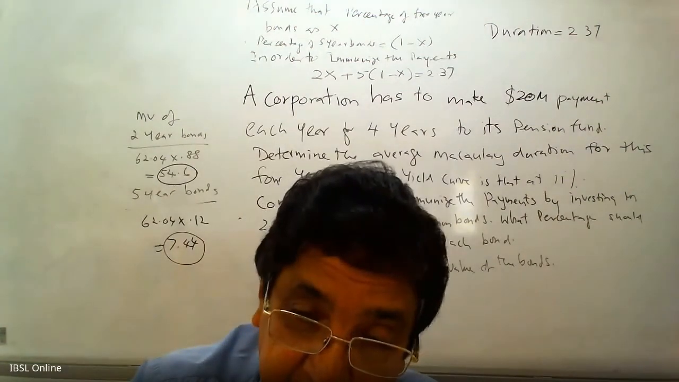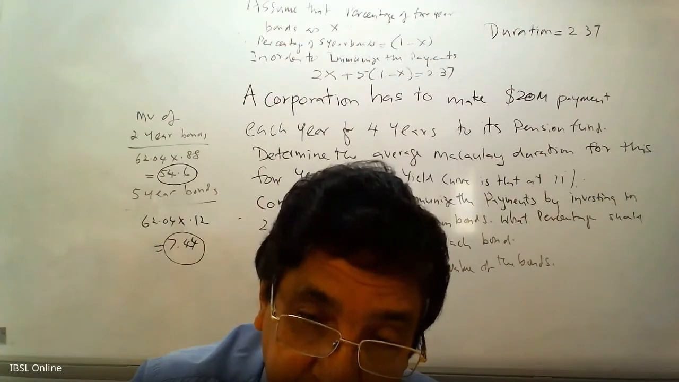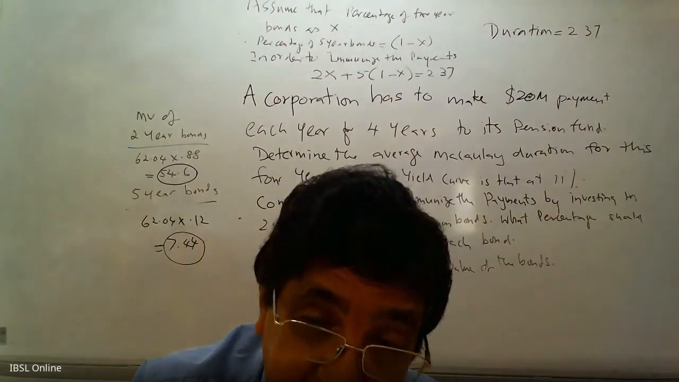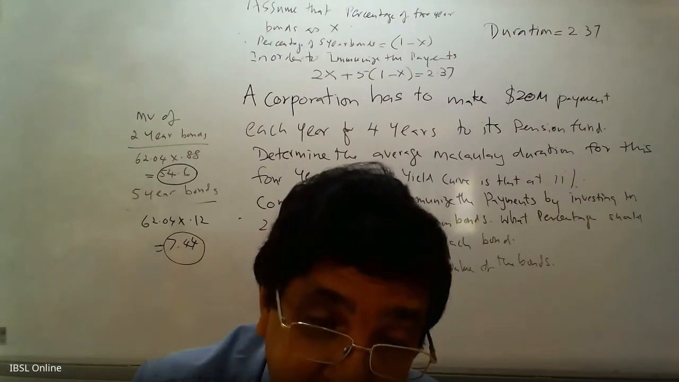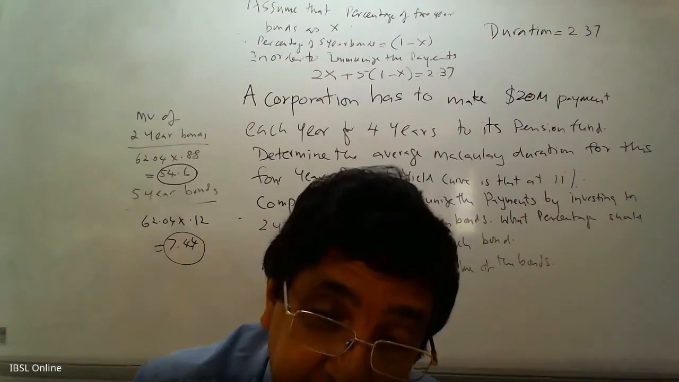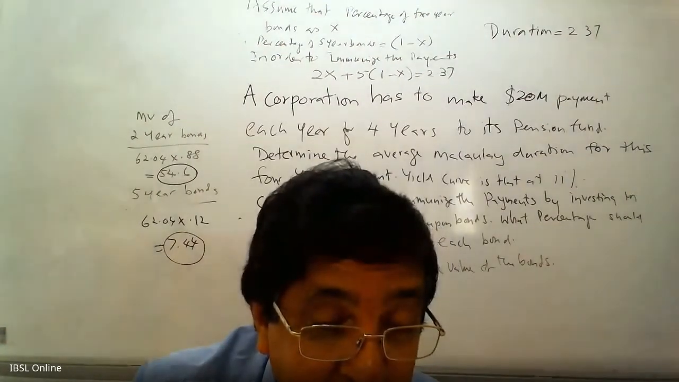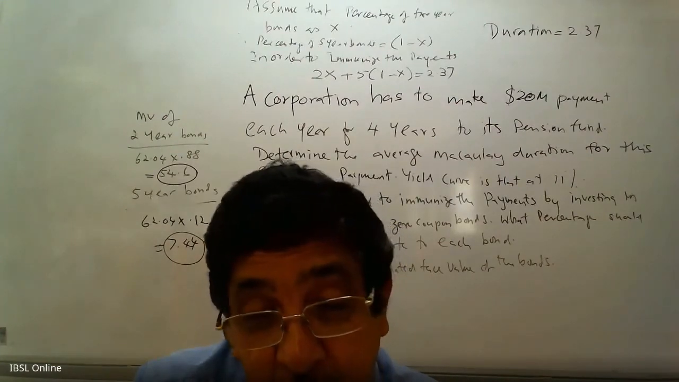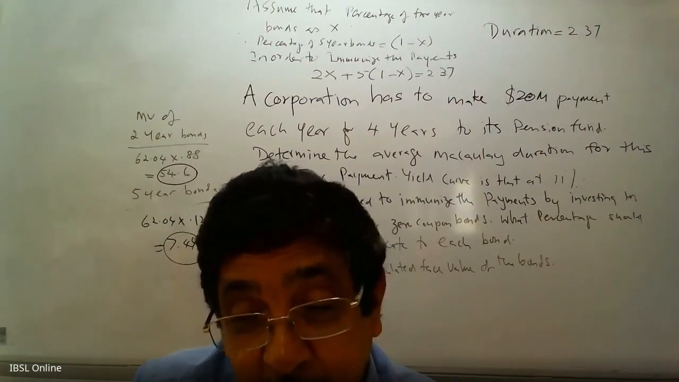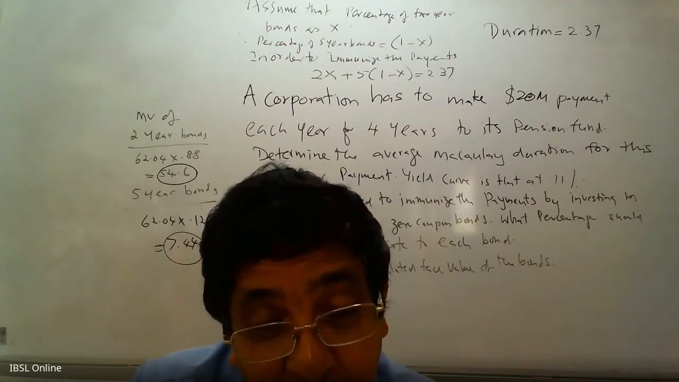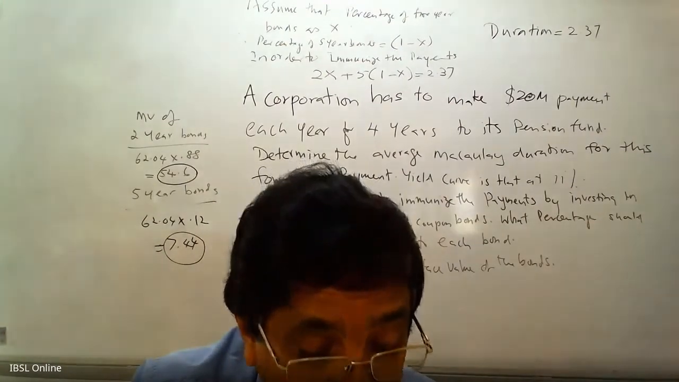Right. I think we learned very important concepts in today's lecture. The limitations of duration and how we can make use of convexity in order to mitigate those limitations. And we talked about immunization, portfolio immunization and all that.